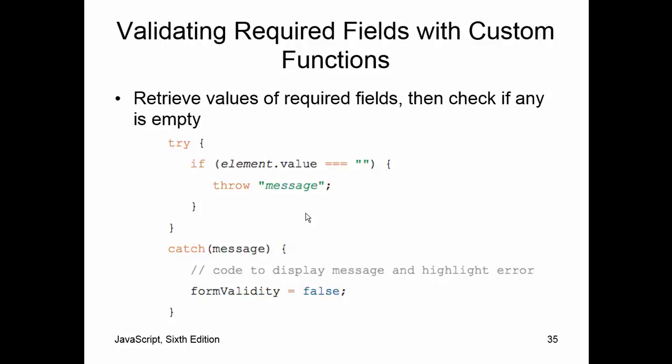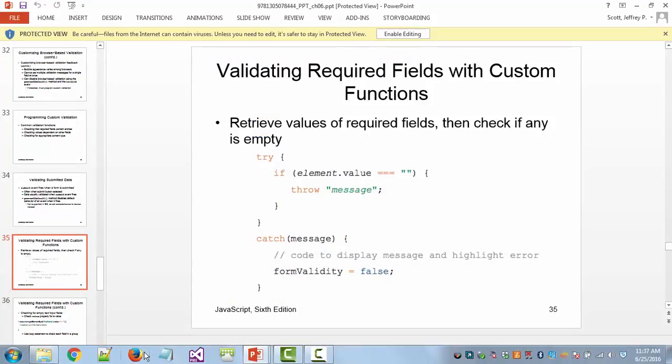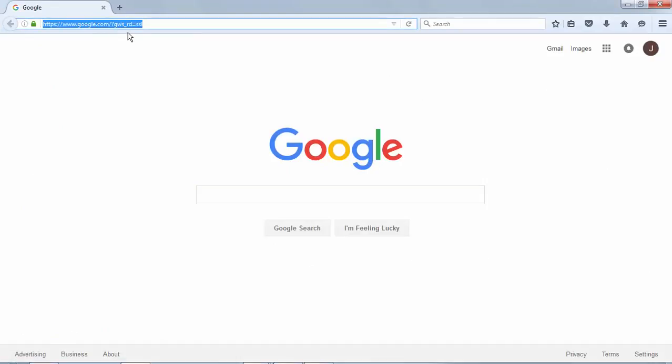So, retrieving values of required fields, then checking to see whether or not they're empty. Again, there are many different ways that you can come in and try to check to see whether or not some field that you're supposed to be validating is indeed valid. All right, I want to just show you a couple of these. Hopefully I'm not going to rue the time that I'm doing here, but I think this will be okay.